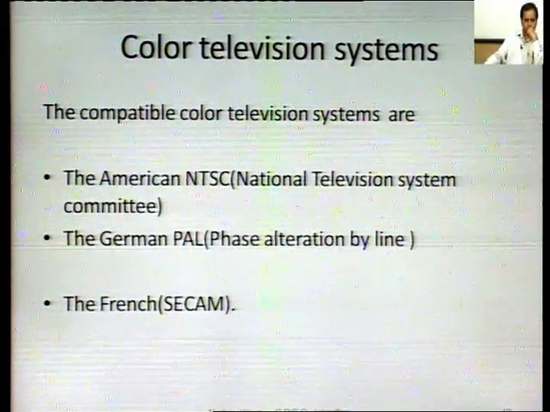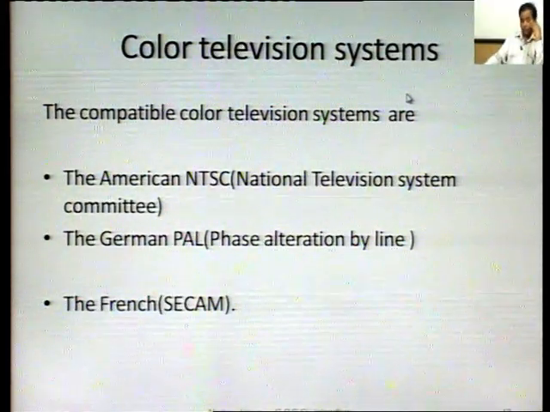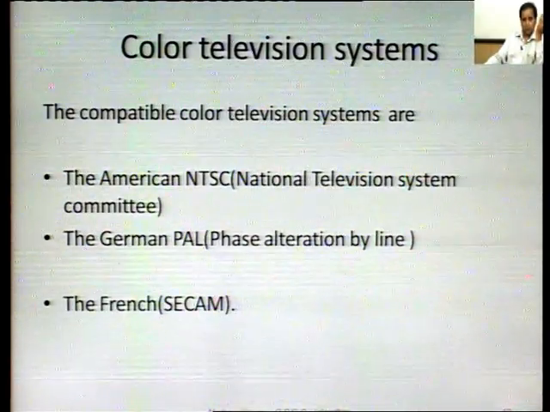Color TV system: what the color television systems are, and what the various types of color TV systems are.